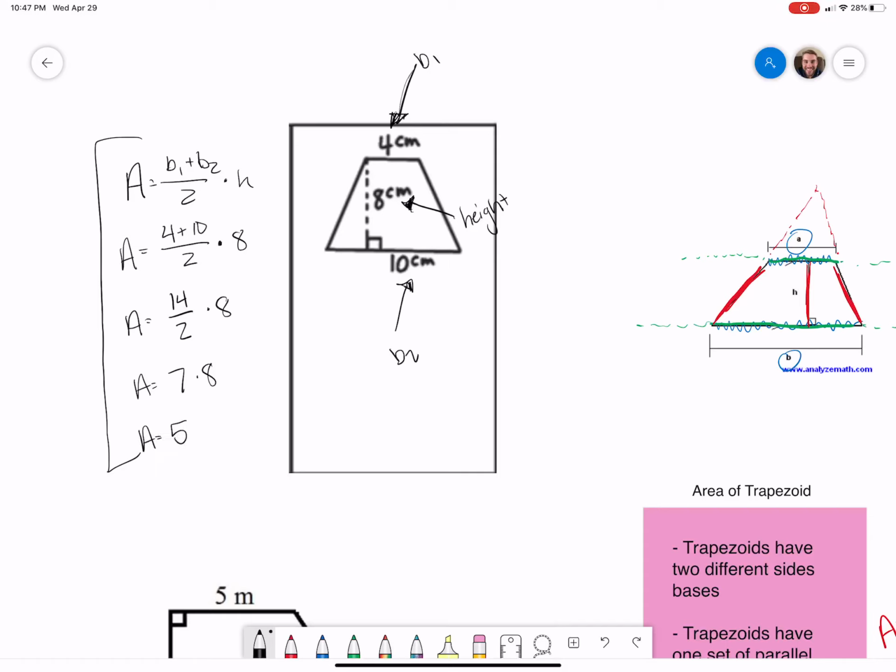Exactly. 56. Now remember, I have a label, right? So it's centimeters, and it's area, so it's squared. So the area of this trapezoid, this whole entire trapezoid, is 56 centimeters squared. Okay, so let's go on to the next one.